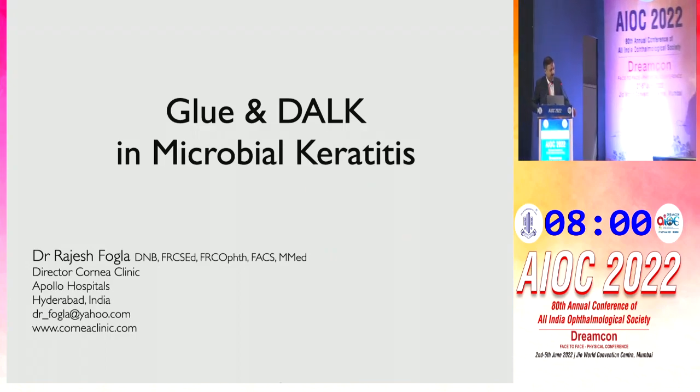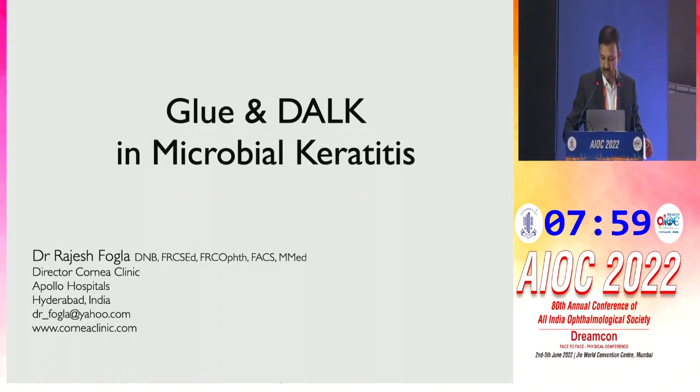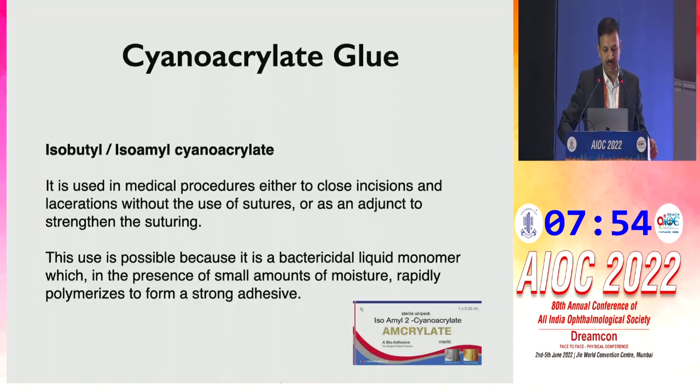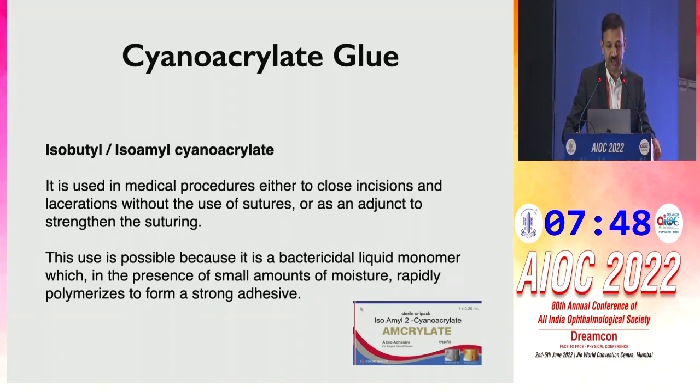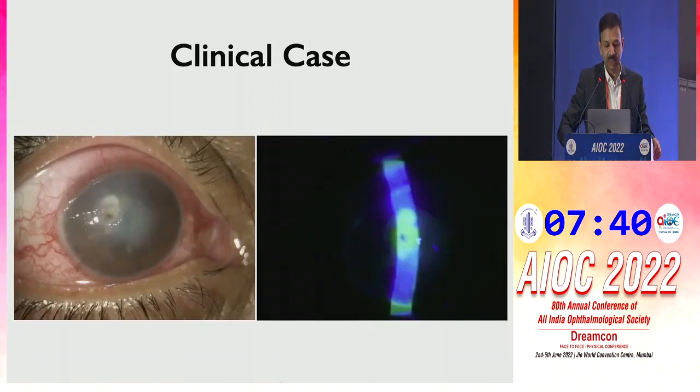Dr. Rajesh, please. Thank you, Dr. Titeyal. Good morning, everybody. I'll be talking about the role of glue and DALK in microbial keratitis. Cyanoacrylate glue is commonly used in medical and surgical specialties to close wounds without sutures or to augment the suture. It's basically a liquid monomer which polymerizes on contact with liquids.